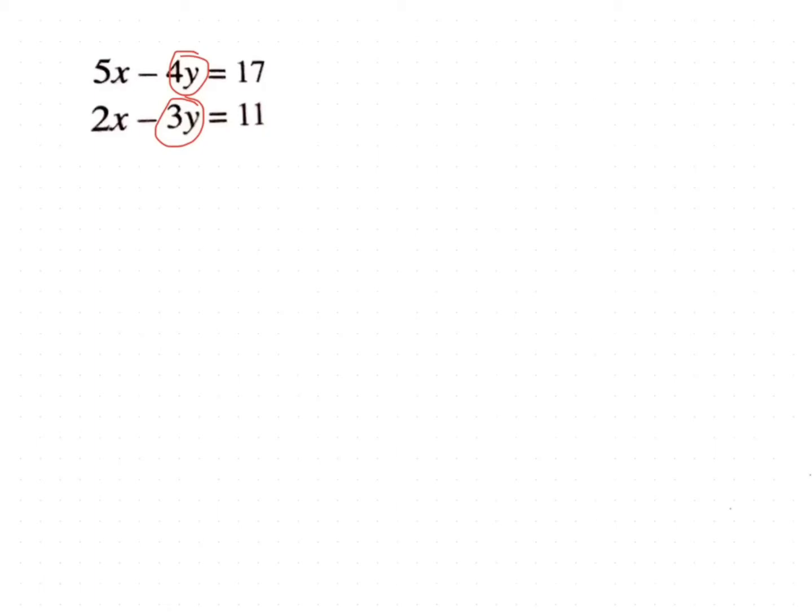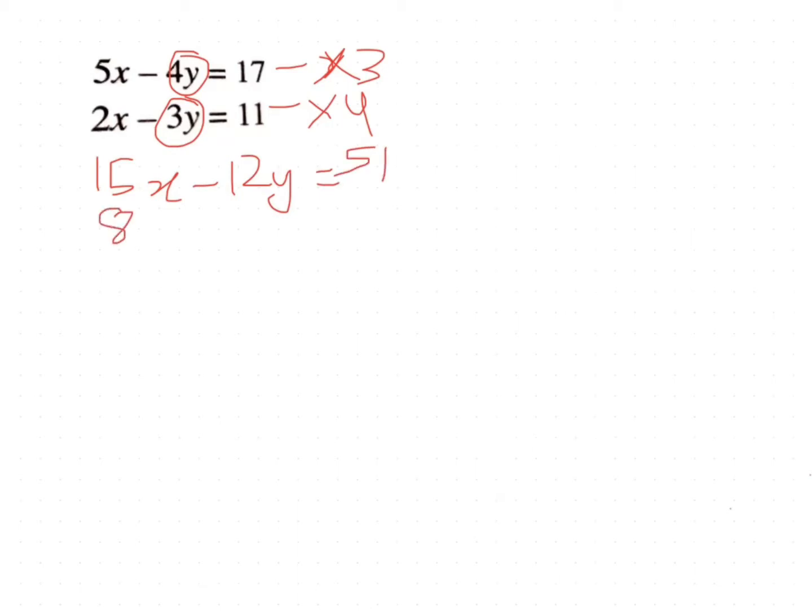So I'm going to multiply the whole first equation by 3 and the whole second equation by 4. Let's solve that. 5 multiplied by 3 equals 15x minus 12y equals 17 multiplied by 3 equals 51. Next, 8x minus 3 times 4, which is 12y, equals 44.